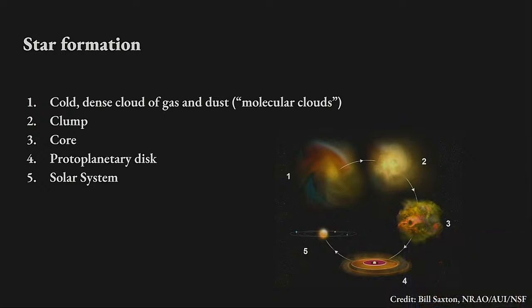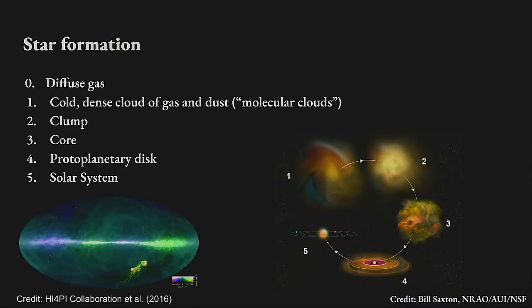So here, once again, is our multi-step process, our picture of star formation. So we start with molecular clouds, which then collapse in different ways under gravity to form stars. But even before this process begins, we start with diffuse gas that provides the raw materials for molecular clouds to form.